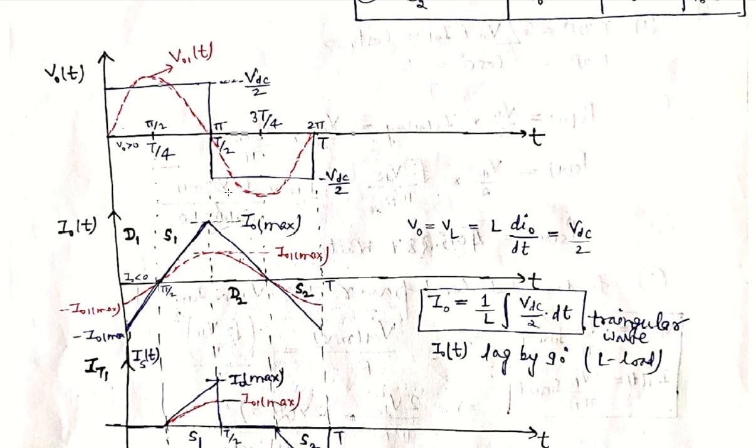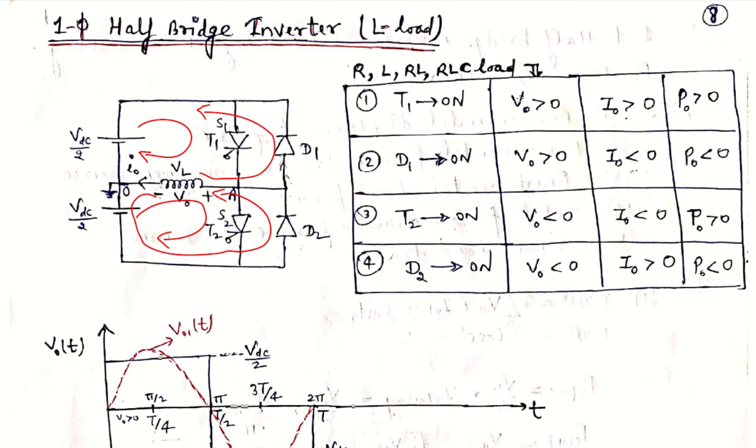Again after pi we see that the voltage is negative and the current is positive. Voltage negative, current positive. This is the case of D2.